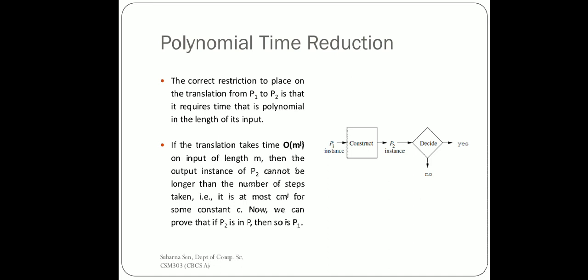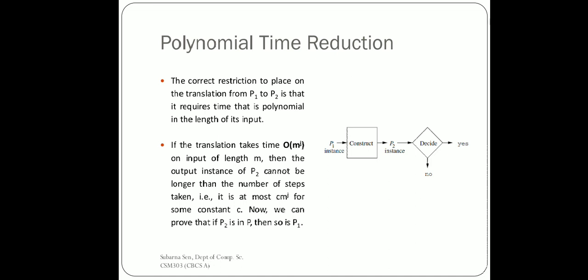So let us see if we can assume that, if translation takes order of m to the power j instead of 2 to the power m, where j is any constant, you can see it can be done in polynomial amount of time, right? So if the translation can be done in polynomial amount of time, then the output instance of P2 cannot be longer than the number of steps taken, that is, it is at most c into m to the power j.